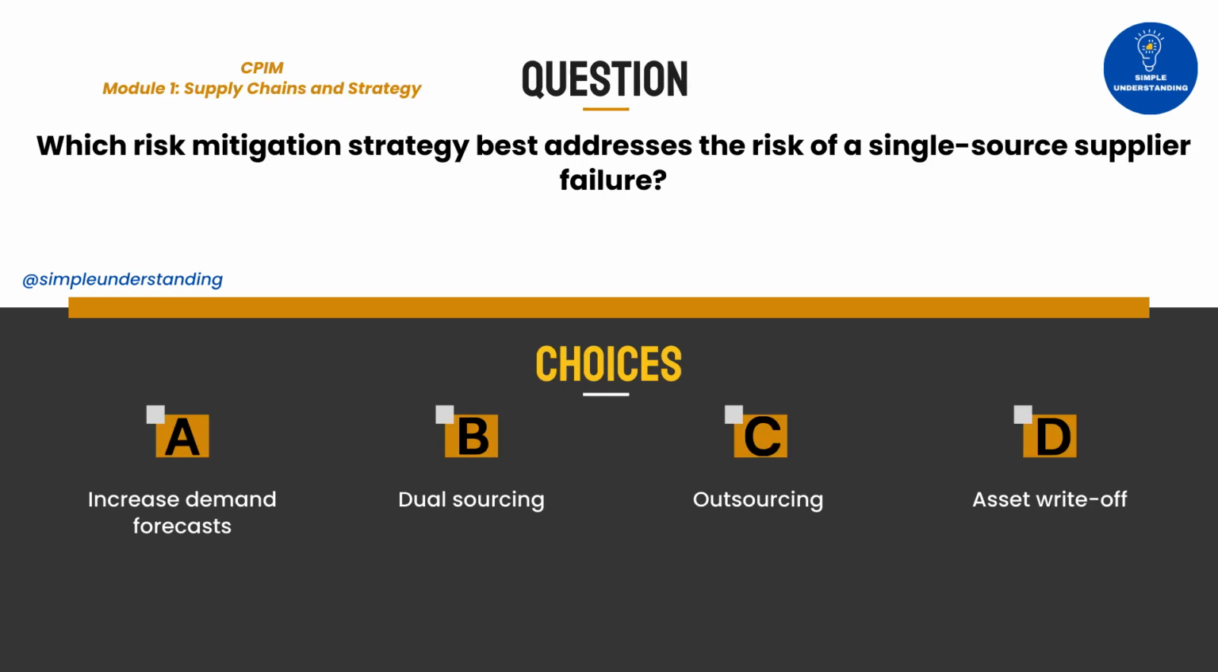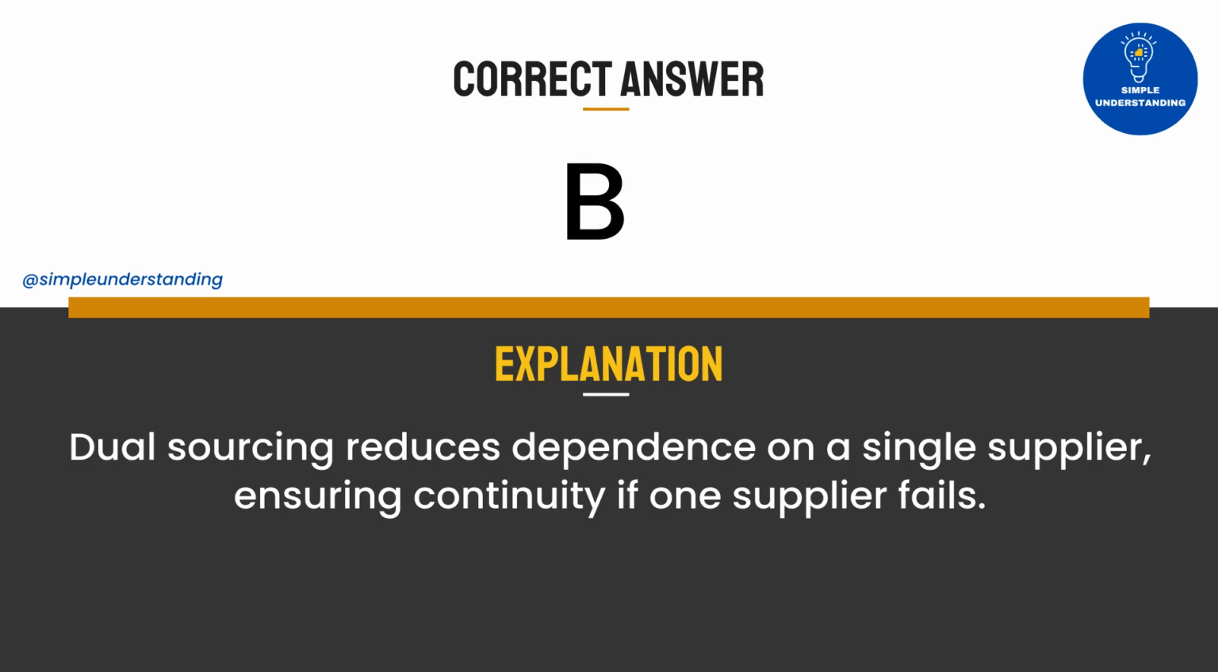Question 28. Which risk mitigation strategy best addresses the risk of a single-source supplier failure? A. Increased demand forecasts. B. Dual sourcing. C. Outsourcing. D. Asset write-off. Correct answer, B. Explanation. Dual sourcing reduces dependence on a single supplier, ensuring continuity if one supplier fails.